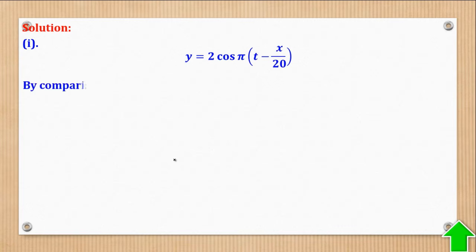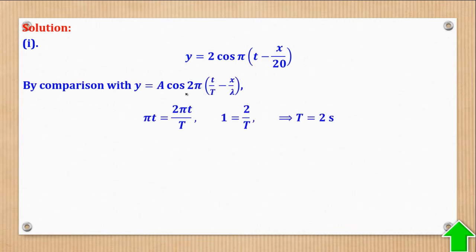So that is the equation we have, and we shall compare it with the generic form which is here. By comparison, when this one comes inside, you come up with pi t, and here you have 2 pi t over T. So I'm going to compare this one with this. Then I will cancel out pi, I'll cancel out t. This side I remain with 1, this side I remain with 2 over capital T. Then cross multiply to get capital T as 2, and that will be the period.